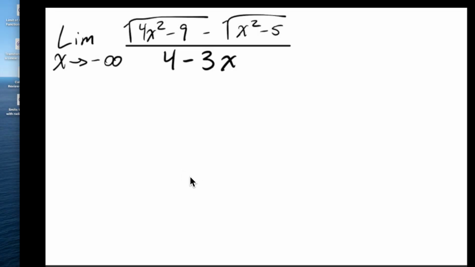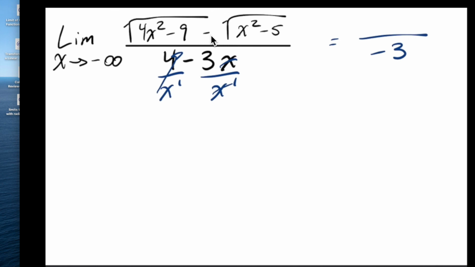Okay, in our next limit, we are going to negative infinity. We have a little bit more going on. We are not going to use the conjugate method. We're going to continue with the method that we've been using throughout this video. We're going to divide top and bottom by x to the first. That is the highest degree in the denominator. In the denominator, this is going to go to 0. These are going to cancel out, and we're going to end up with negative 3 in the denominator.